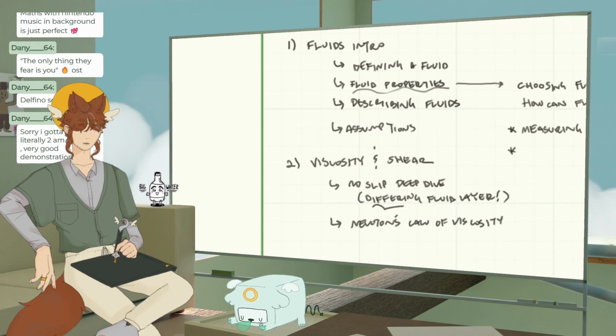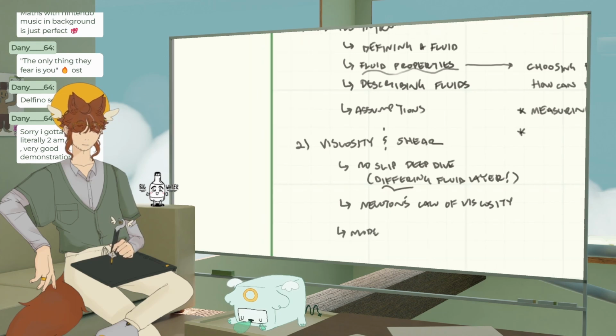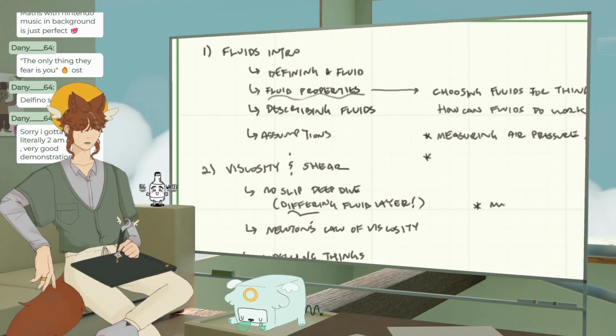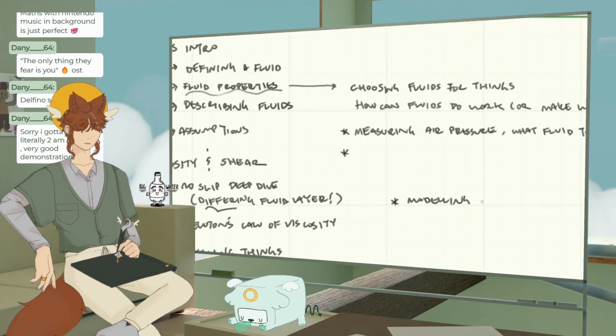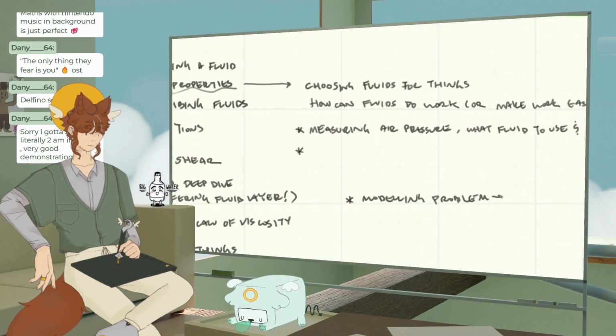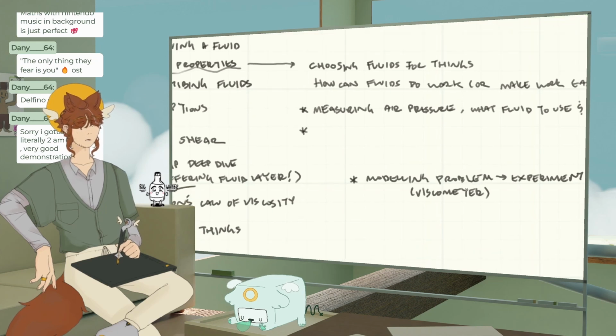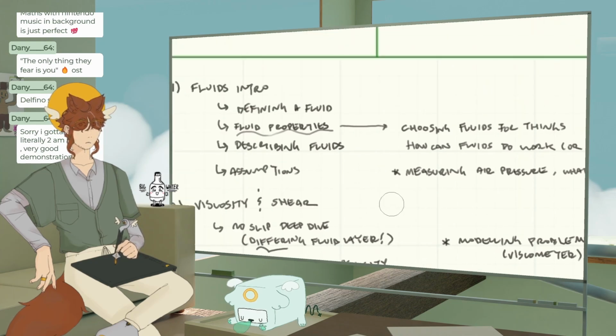What else? Newton's law of viscosity and modeling. Modeling things. I think having a modeling problem is a good one here. Modeling problem experiment, because you want to set up this experiment, like how would you do this, viscometer? I think that's a really good applied one, because the thing about applied problems is either you want to do a design thing or you want to do an experimental thing. And I think experimental things are also in that range of stuff.